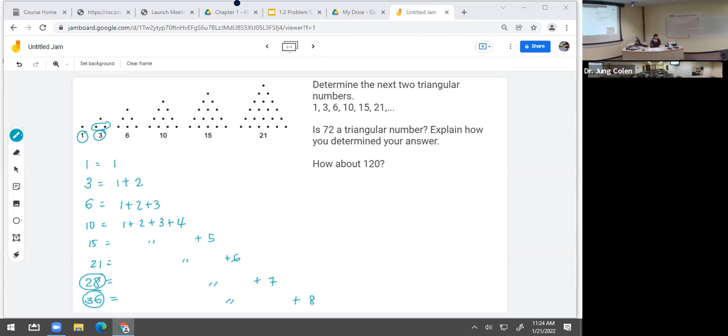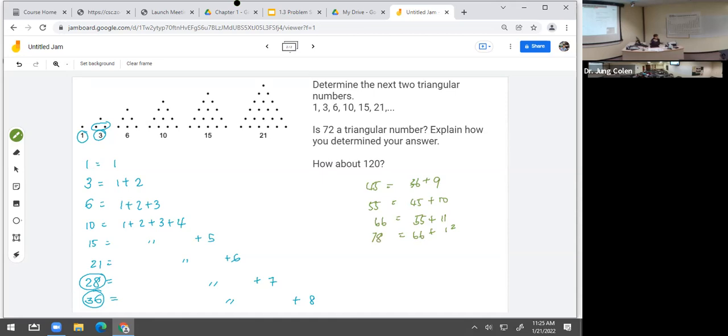Madison, what's your idea? I said it's not triangular. Why not? So I just went through and kept doing the sequence. Oh, so what's the next one after 36? If you add 9 to that, 45, and you're going to add 10 to that, 55, and then you're going to add 11 to 55, 66, and then you add 12, 78. Can I stop now?